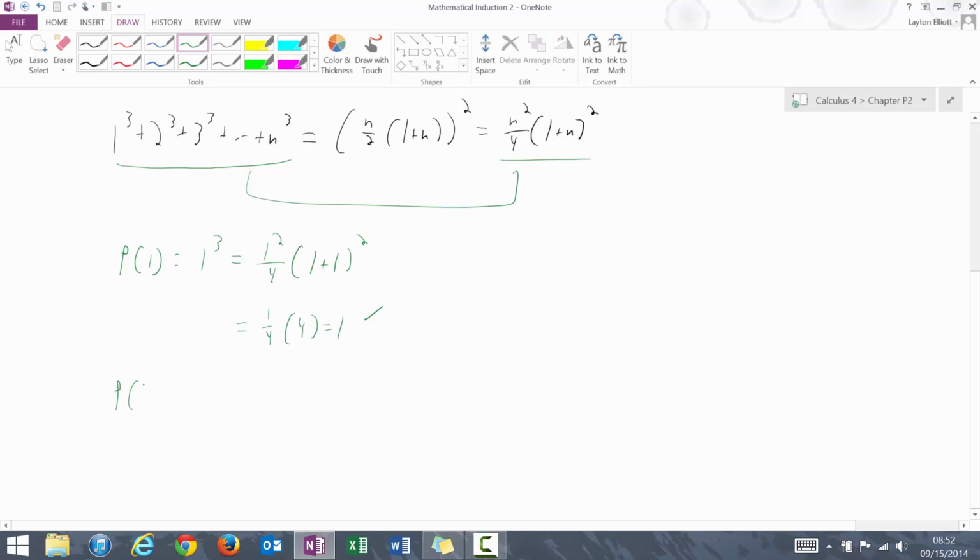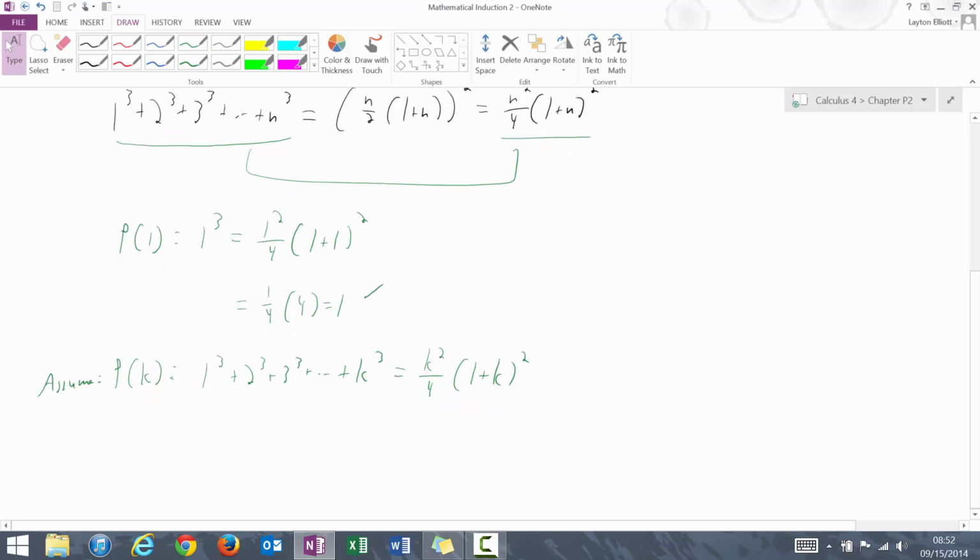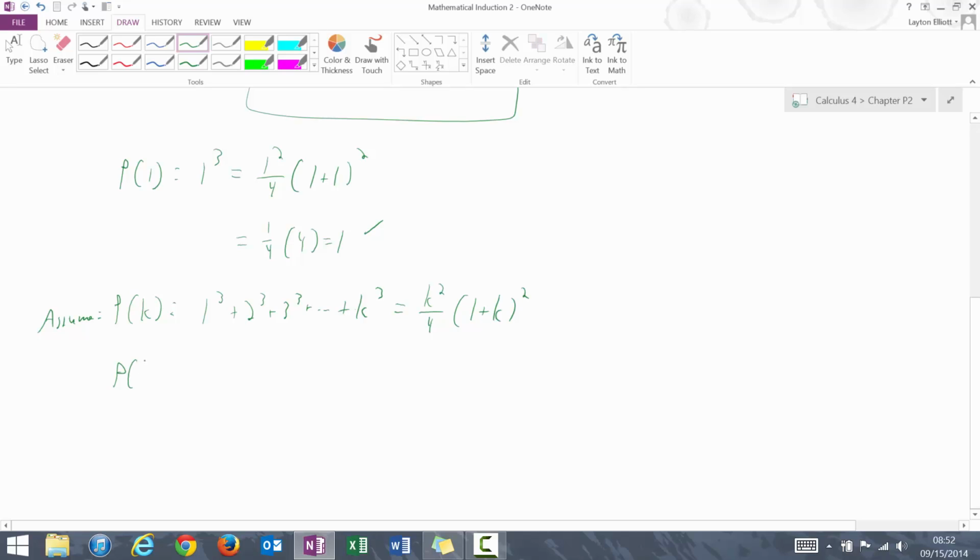Next, I'm going to show what the P of k case looks like. P of k just means that I substitute k for n, and I'm assuming that 1 cubed plus 2 cubed plus 3 cubed plus all the way to k cubed is equal to k squared over 4 times (1 plus k) quantity squared. And I'll just assume this, and then I'm going to get P of k plus 1, and if I can show P of k plus 1 is true, assuming P of k, then I've got it.